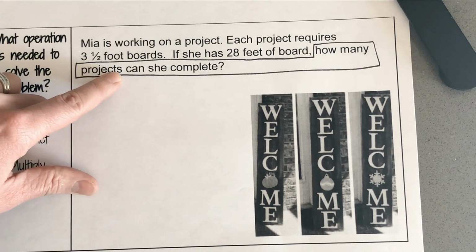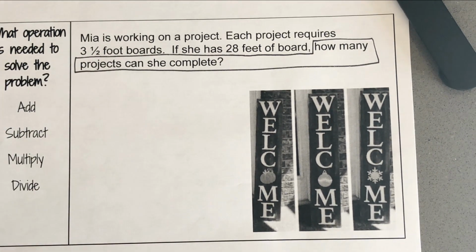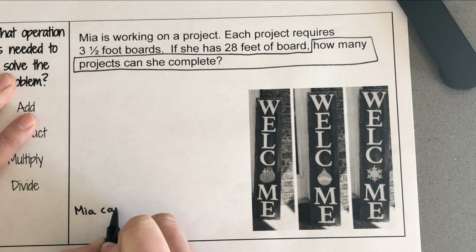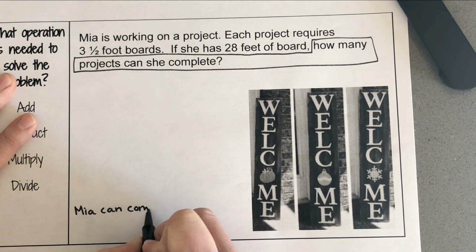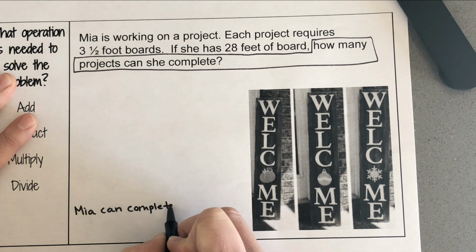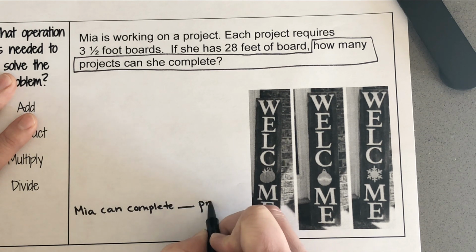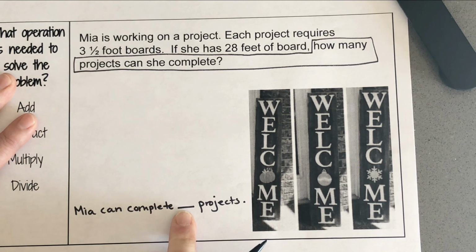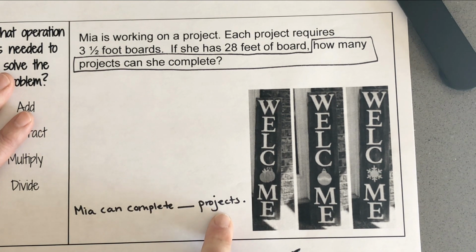Next, let's take this question and turn it into a sentence and put a blank for the number that we're trying to figure out. How many projects can she complete? Mia can complete blank projects, period. So now I know that my label here is referring to projects.